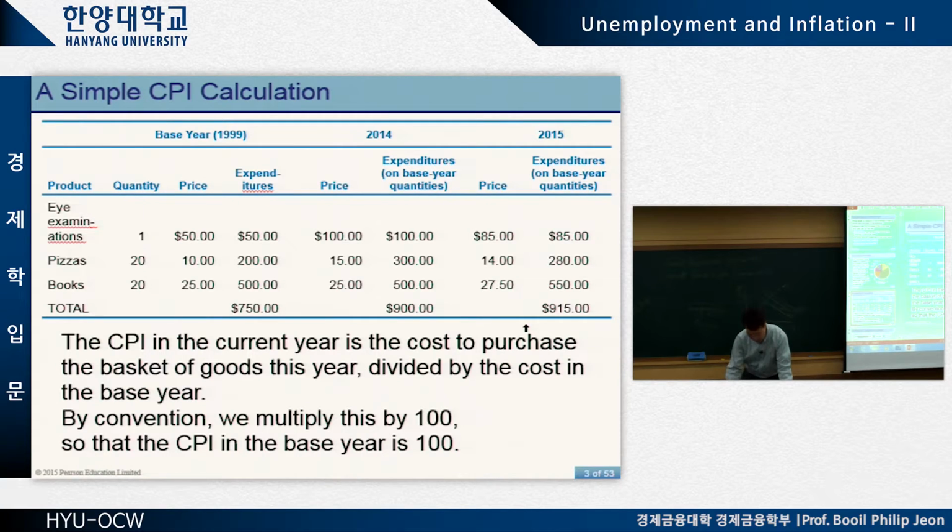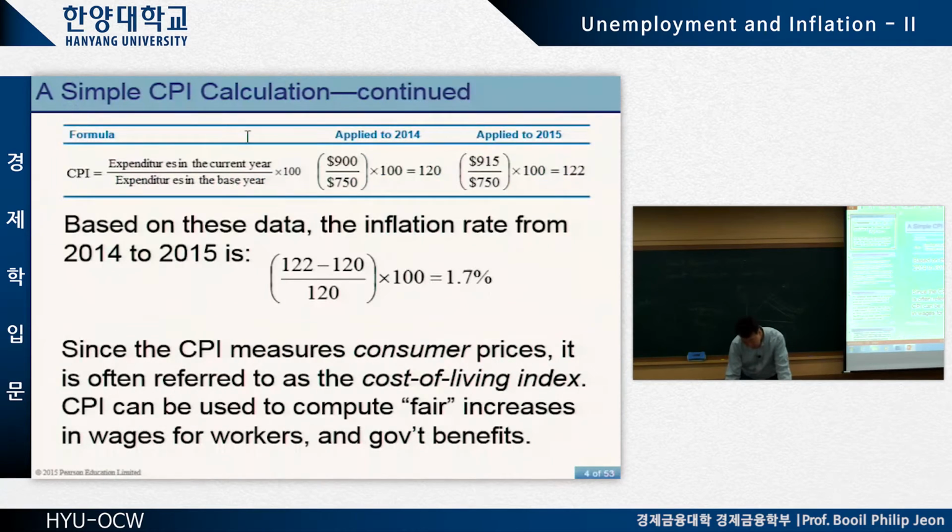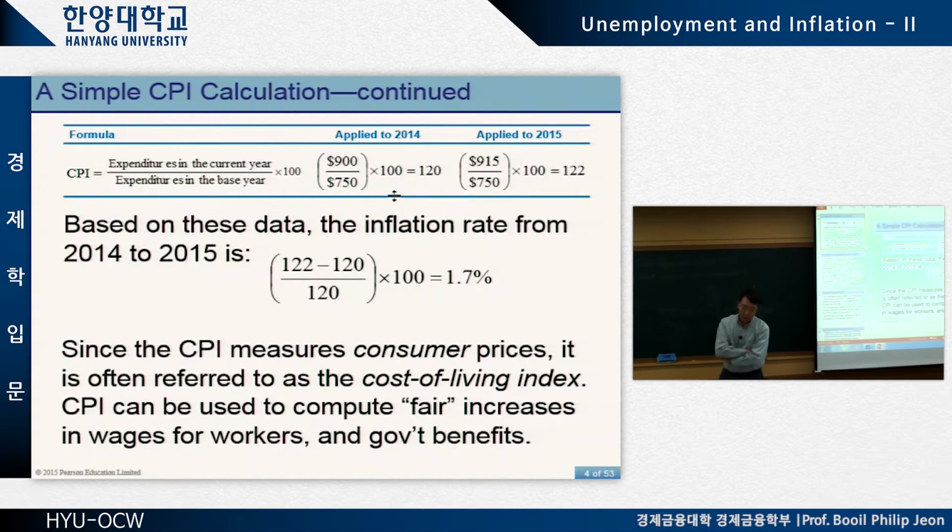And so how do we use this number? Divide the total expenditures in the current year by the total expenditure in the base year and multiply by 100. So in 2014, it was 900. The base period, 1999, it was 750. And when we multiply by 100, we get 120. So what does that mean? CPI for 2014 is 120.